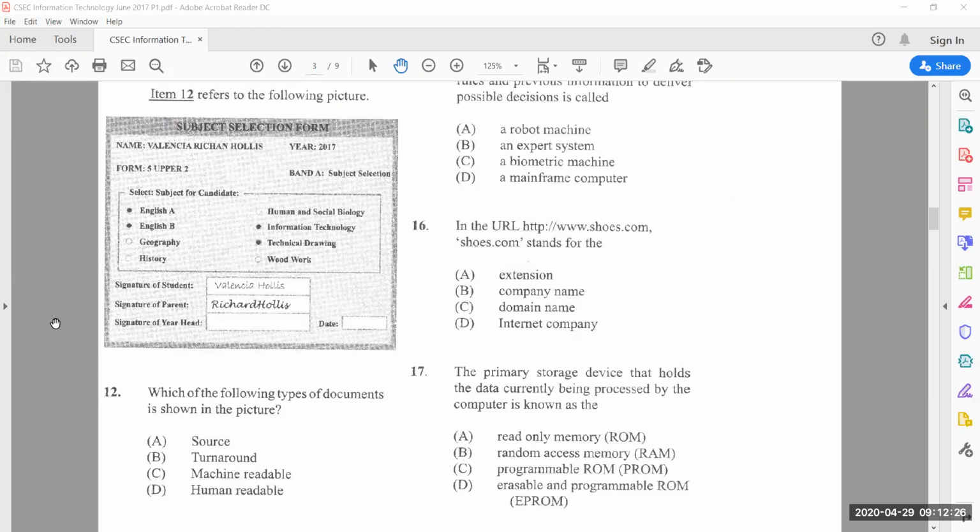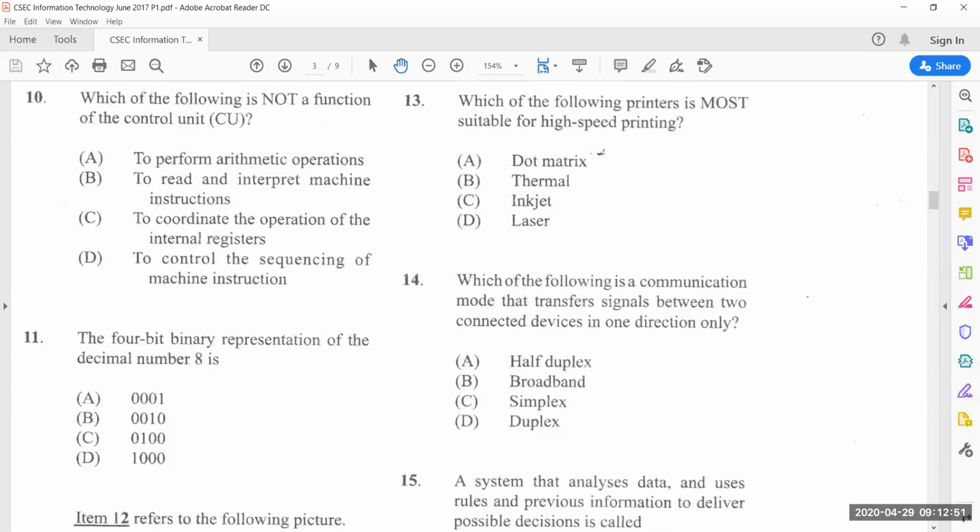So is it B? Yes, correct. It is a turnaround document. And remember, a turnaround document is a document that has data that could be completed by a machine, and it is printed, completed by a user, and then submitted back to the machine. So the answer is B, the turnaround document. Okay, let's move on to 13. Which of the following printers is most suitable for high-speed printing?